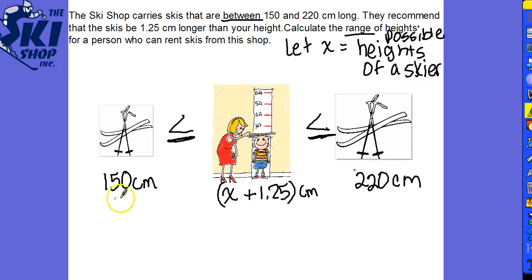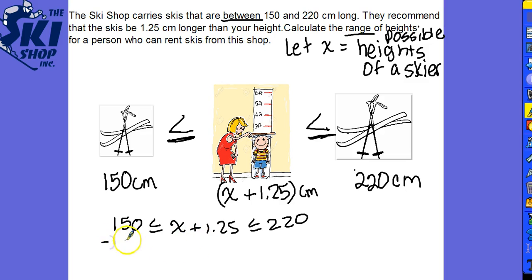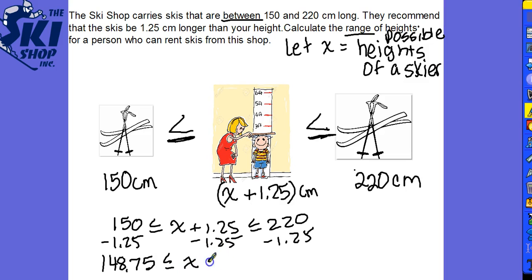All right, so we're going to solve the problem. 150 less than or equal to x plus 1.25 less than or equal to 220. Compound inequality. It's a double inequality. With the height being between. Yes? Yes? So we would subtract 1.25 from all sections. 1.25. 1.25. Of course, we'll do that with a calculator. I believe that's 148.75, less than or equal to x, less than or equal to 218.75. Check my math. Okay.